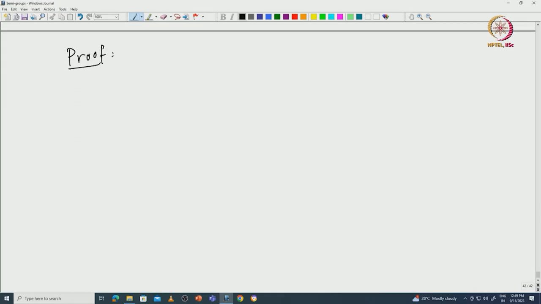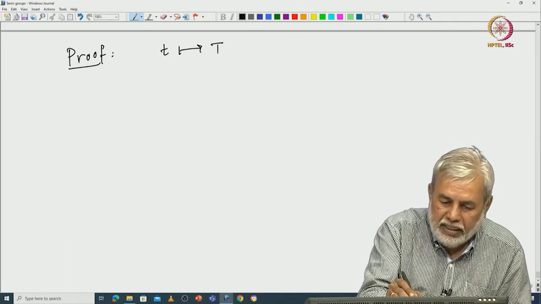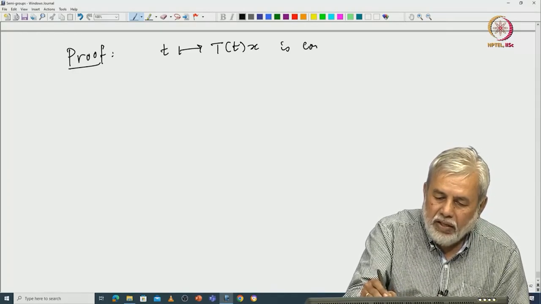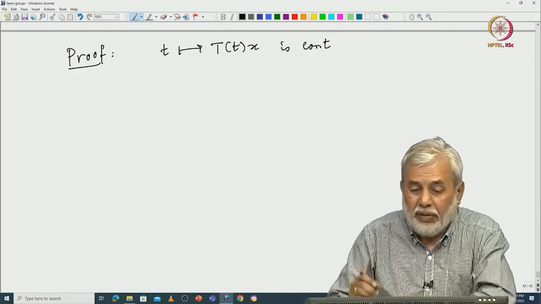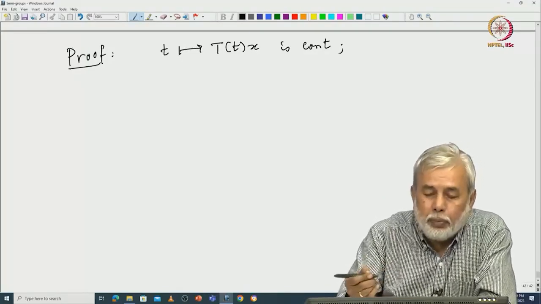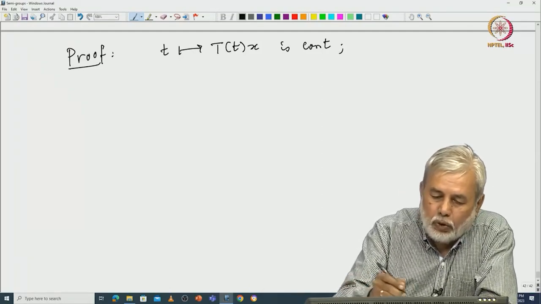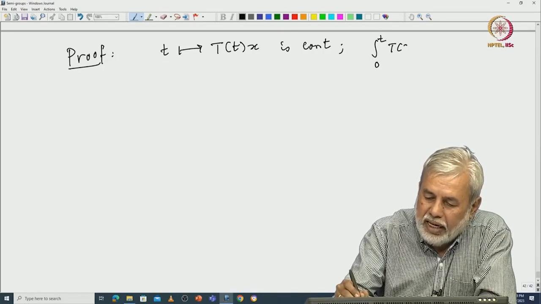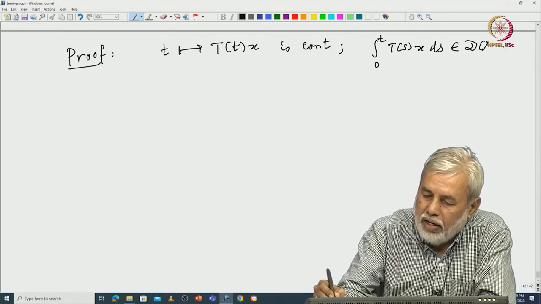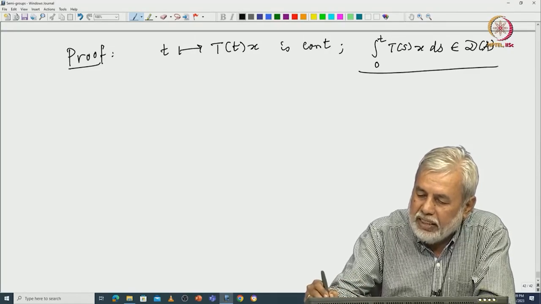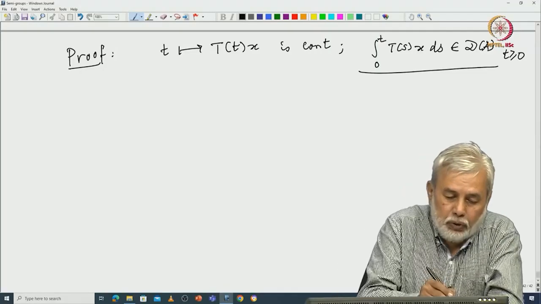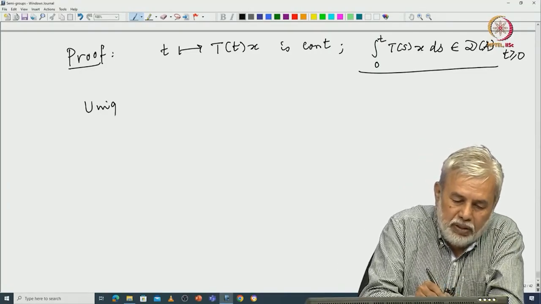We already know that when T(t) is a semigroup it is continuous, and we also have seen, that is how we proved that A is a densely defined closed operator, that this integral from 0 to t of T(s)x ds is in the domain of A. You put together these conditions. So, that proves that U is a mild solution. So, only uniqueness needs to be proved.